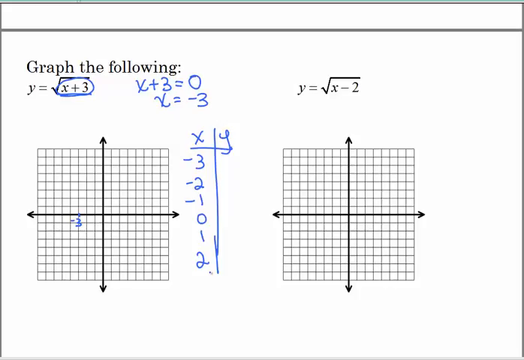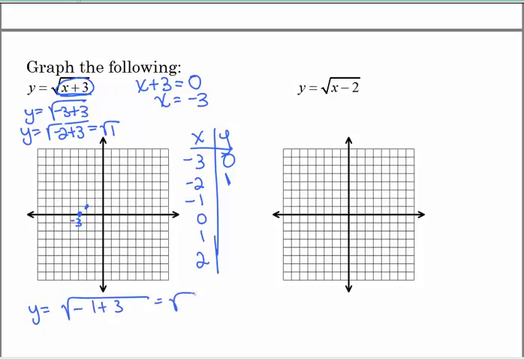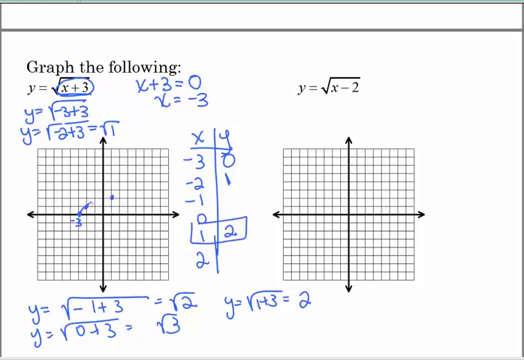All right, so let's see what's going to happen. When I plug in -3, I'm going to get the square root of 0, which is 0. And then when I plug in -2, I'm going to get the square root of 1, which is 1. And then if I plug in -1 plus 3, that's the square root of 2. Let me try if I can do something else. What if I plug in 0? That's not bad. But what if I plug in 1? That's the square root of 4, which is 2. And I know that one. So let's just skip down to that one. And there's my half a parabola.